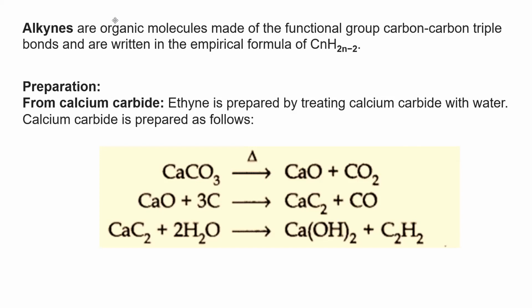How do we obtain alkynes? We can obtain alkynes from calcium carbide. On industrial scale, ethyne is prepared by treating calcium carbide with water. Calcium carbide is prepared by heating quicklime with coke. Quicklime can be obtained by heating limestone, as shown in the following reaction.